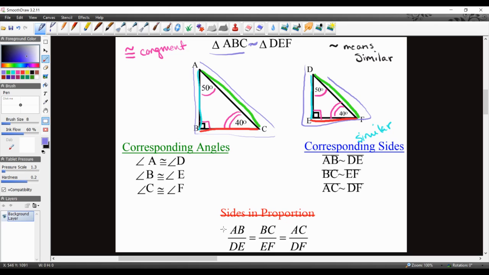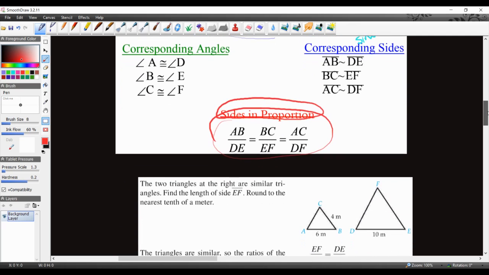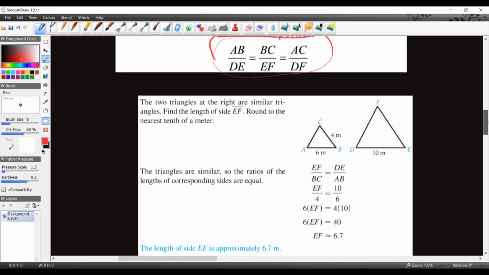Since we do have it notated up here, that means that all of these conditions are met. And because of that, we have this proportionality with the sides. That's what this piece is right here. If this is in fact true, that means that AB divided by this piece right here would be the same as dividing BC by EF. And you can do the same with the last remaining side. This is important because this is what we actually use to find missing sides. So with that in mind, here's an example.